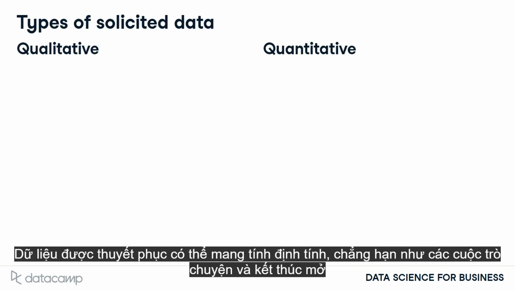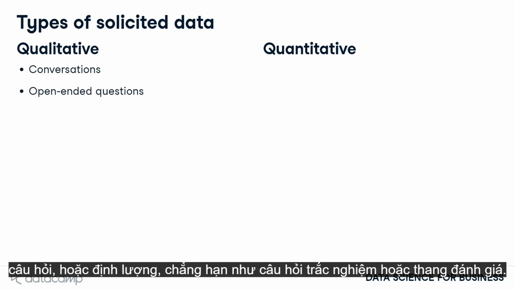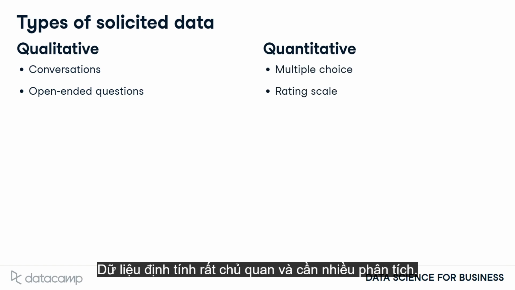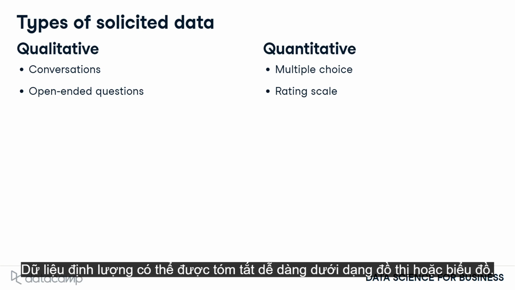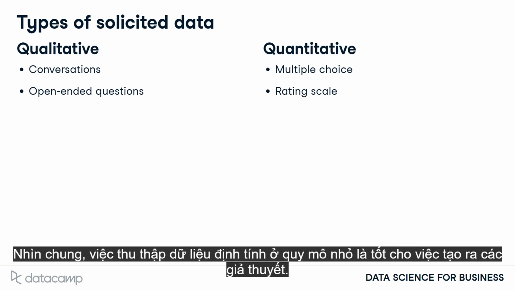Solicited data can be qualitative, such as conversations and open-ended questions, or quantitative, such as multiple-choice questions or rating scales. Qualitative data is very subjective and requires a lot of analysis. Quantitative data can be easily summarized in a graph or chart. In general, collection of small-scale qualitative data is good for generating hypotheses.